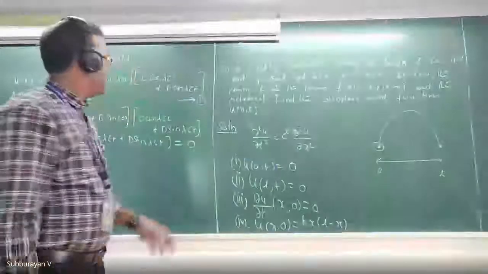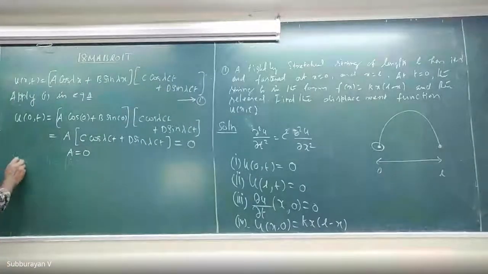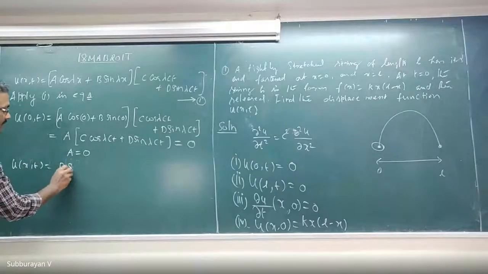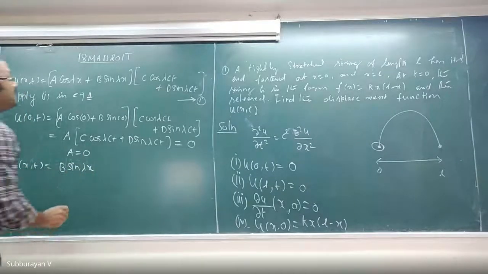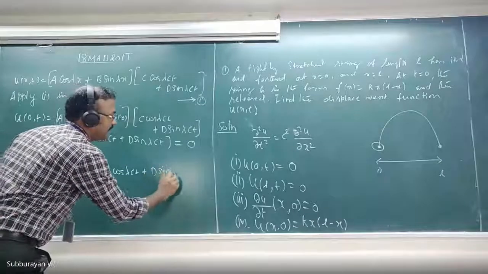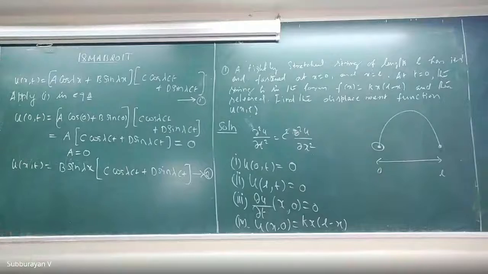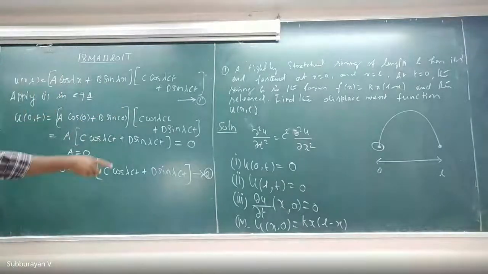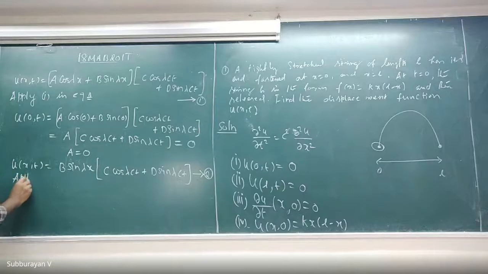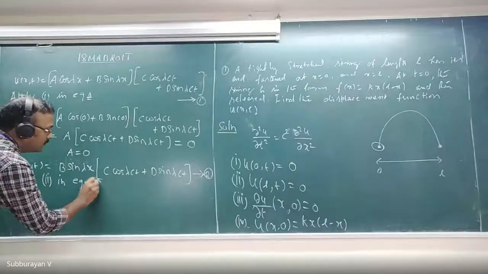If A equal to 0, then our equation reduces to a simplified form: u(x, t) equals B sin λx times (C cos λct plus D sin λct). I call this equation number 2. Because A equals 0, that term is gone. Now apply the second condition in equation number 2.